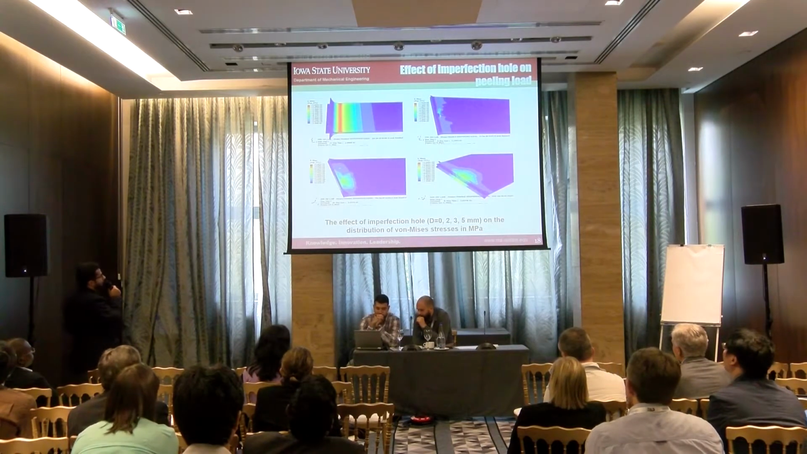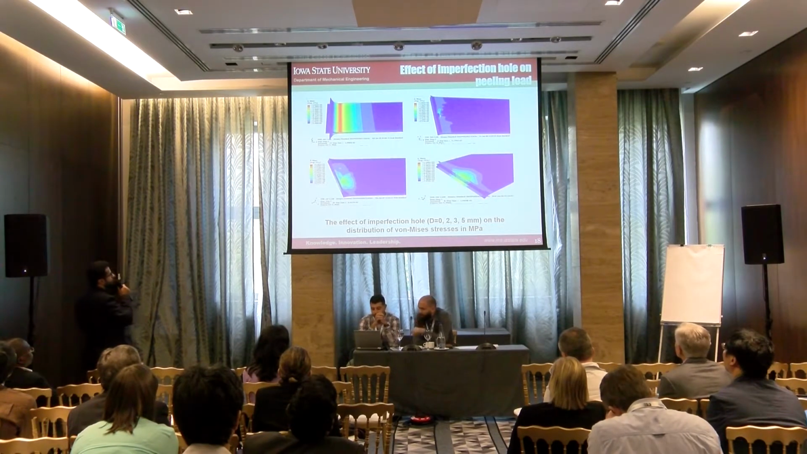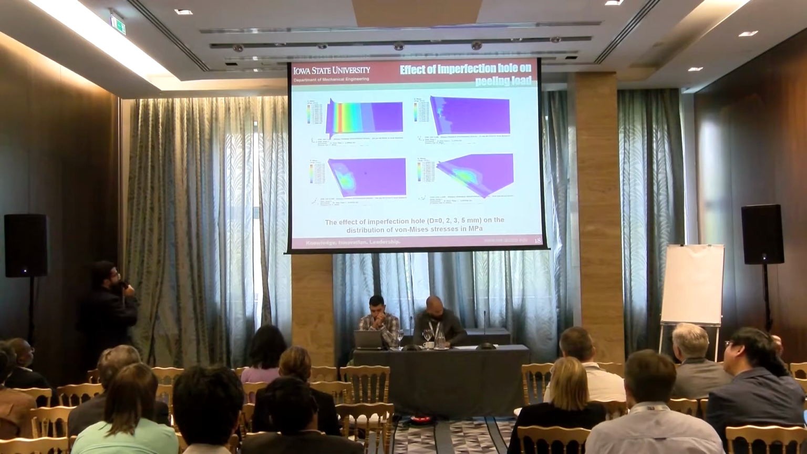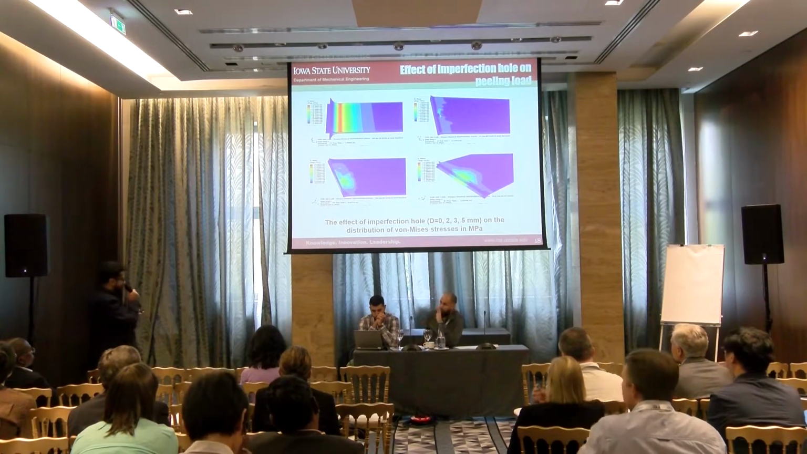Just showing here some of the effect of the imperfection with the zero. We can see there is no stress concentration. As the hole diameter increases, we saw for the von Mises that we have an increase around the hole, we get some kind of stress concentration.